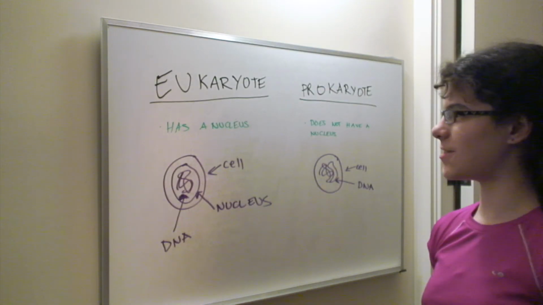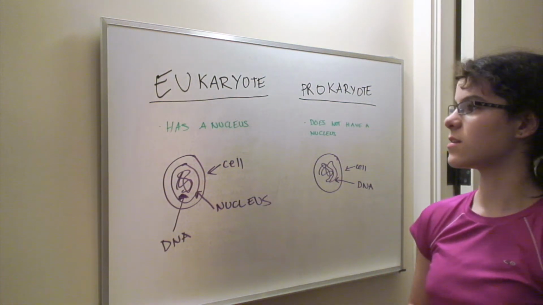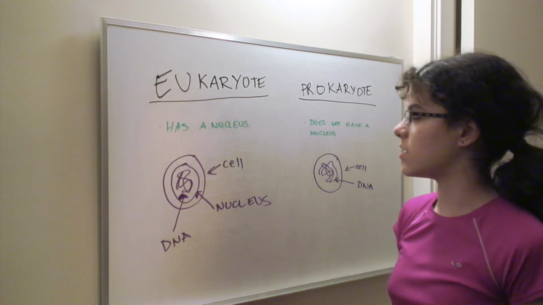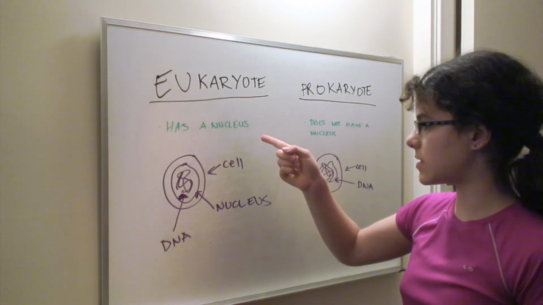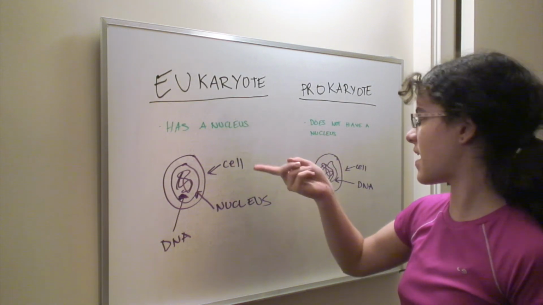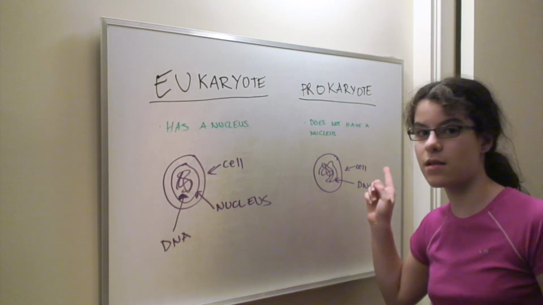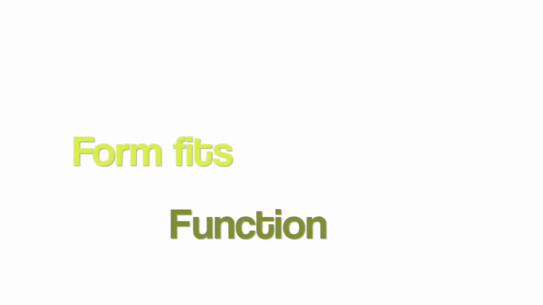Okay, so as I mentioned earlier, a prokaryote and a eukaryote are two different kinds of cells. The eukaryote has a nucleus, and that's what animals have. A prokaryote does not have a nucleus, and that is what plants have.